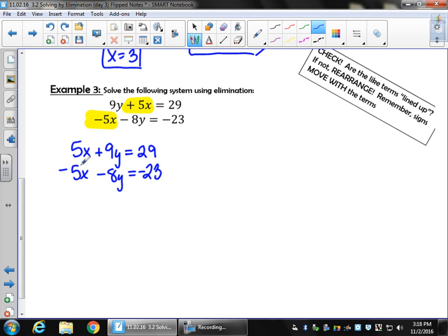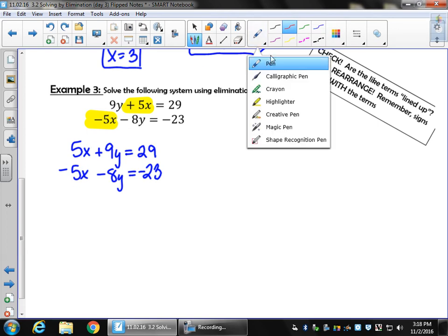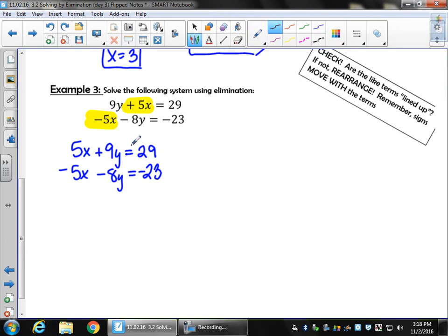Now that my like terms are aligned, let's see. Do we have inverses? Yes. 5x and a negative 5x will cancel immediately. So I can draw lines on my equal sign, put a big plus out front. 5x plus a negative 5x cancels. These are inverses. They're exact opposites of each other.